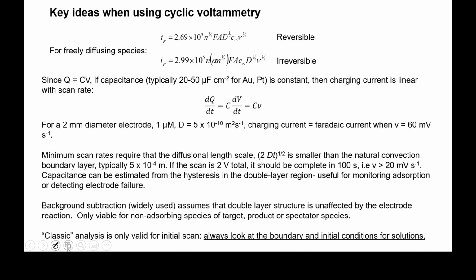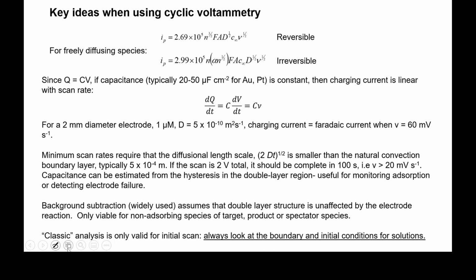that involves adsorption. Because as your target molecule adsorbs, it will be displacing double layer ions, counter ions, and therefore the background current that you get in the presence of your target will not be the same as the background current that you get in the absence of your target. So we know that double layer structure is going to be affected by the reaction for many of these catecholamines.